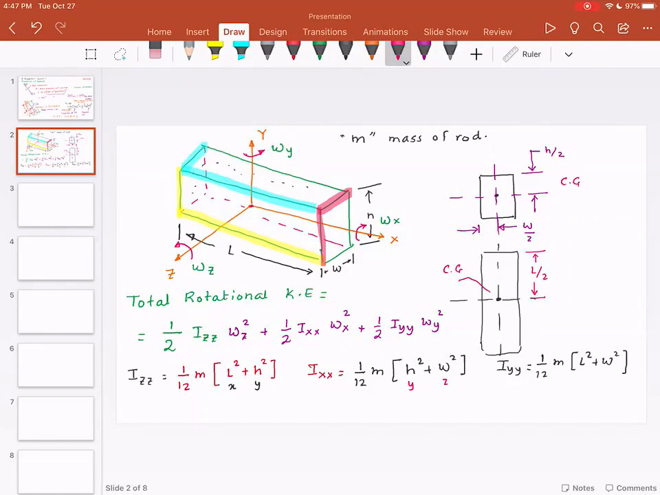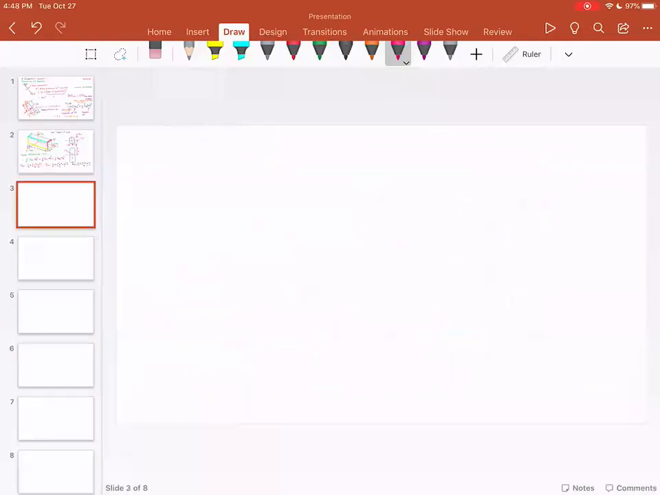Just for completion, let me write this down. So these are the dimensions. Now let's take a very simple approximation of the rod. It is called the slender rod. So one level of approximation is called the slender rod.